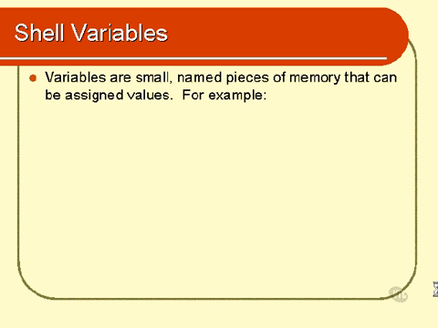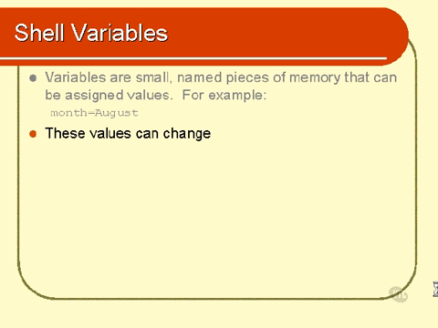Firstly, the technical definition is that a variable is a small, named piece of memory that can be assigned a value. An example of a variable might be the variable called month, which I am here in this example assigning a value of August to, using the equal sign. We say that the variable called month contains the value of August, and these values can change, which means of course that I could assign another value to month. I could say, well, instead of assigning August to month, I could now assign July to month.